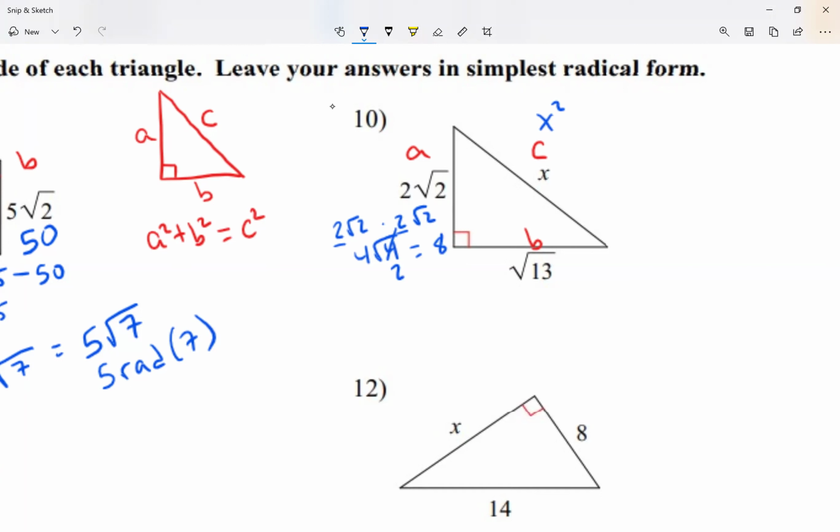Okay, I had to square one of the sides, right? 8. How about the other side? I'm going to go radical 13 times radical 13. That gives me radical 169. Oh, that's a perfect square. Isn't the square root of 169 13? Isn't that how we got to it? 13 times 13.